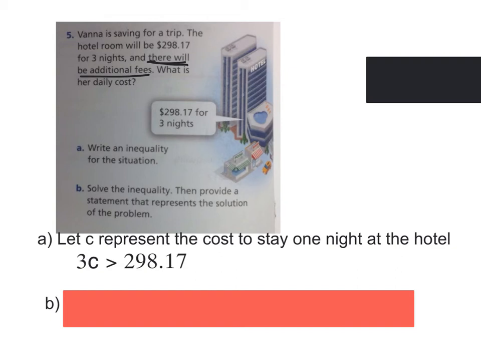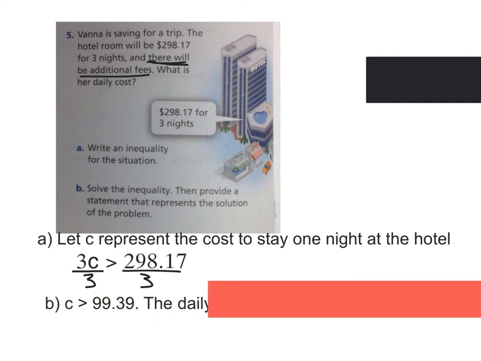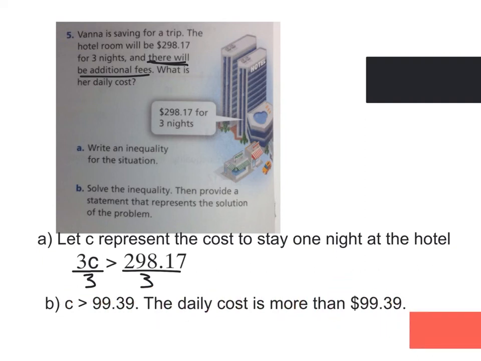And then part B, solving that inequality. To solve the inequality, we would need to do what? Divide by? Yeah, divide by 3. Okay, good. They're multiplying by 3, divide by 3. Is that going to change our symbol around or not? Yes. Well, no, because there's no negative. Okay, right. We didn't divide by a negative, so it's going to stay the same direction. And so when you solve that, C is greater than 99.39, so the daily cost is more than $99.39.